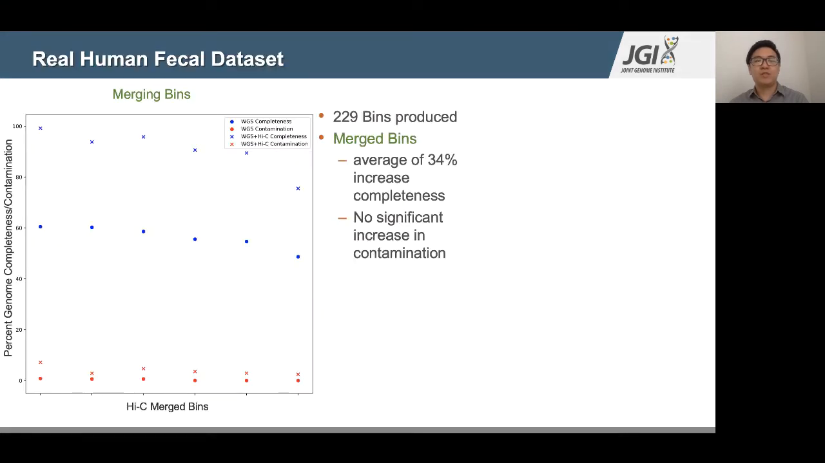Then Metabat-HiC was applied to a human fecal dataset where 229 metagenomic bins were produced. It was also found that 6 pairs of bins were merged. The merged bins increased the completeness by an average of 34% when compared to metagenomic bins derived from WGS reads only. Furthermore, there was no significant increase to the percent contamination after the merge had occurred.